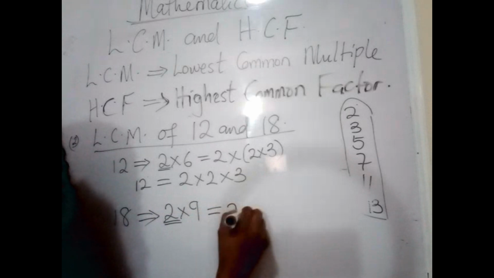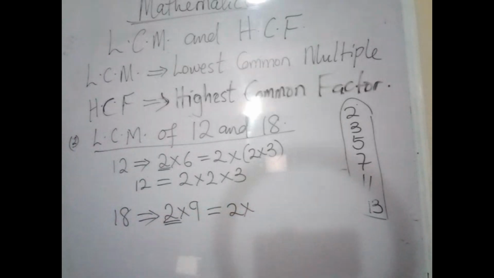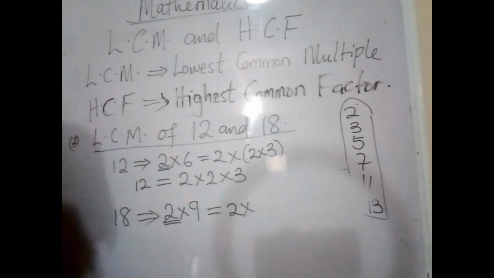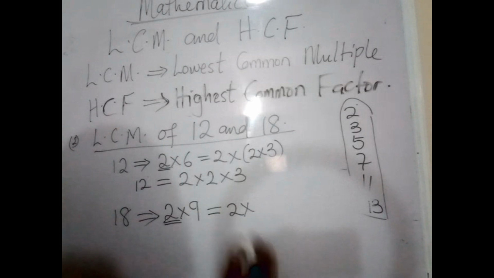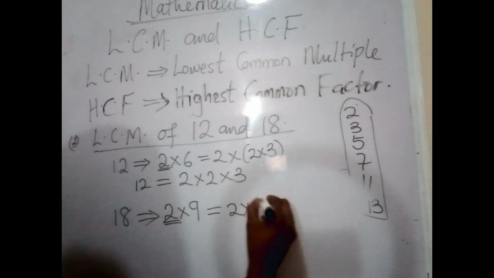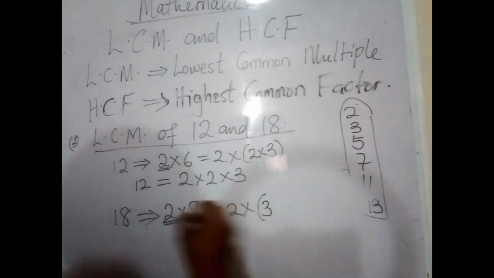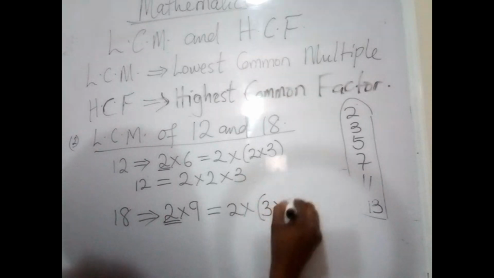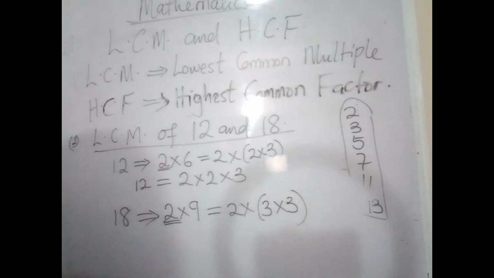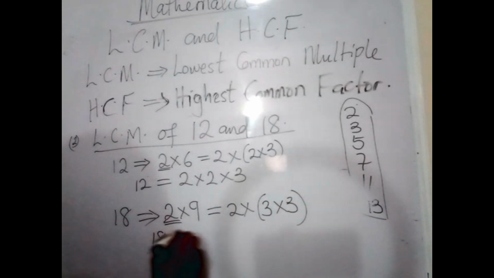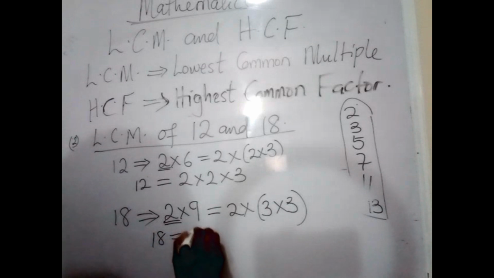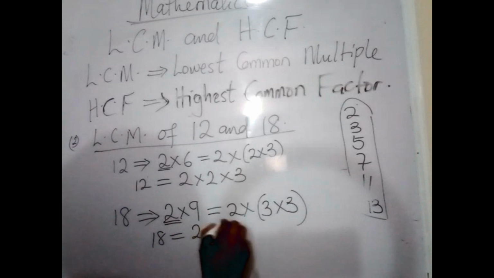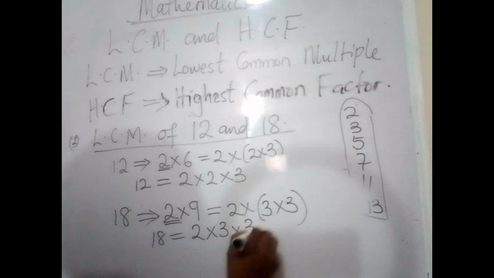So let's see. 2 times. What number can divide 9 apart from 9 and 1? What other numbers or number can divide 9 without a remainder? 3. 3 can divide 9. So 3 can go into 9 3 times. So 3 times 3 is 9. 3 times 3 will give us 9. So for 18, we have that 18 is equal to 2 times 3 times 3.